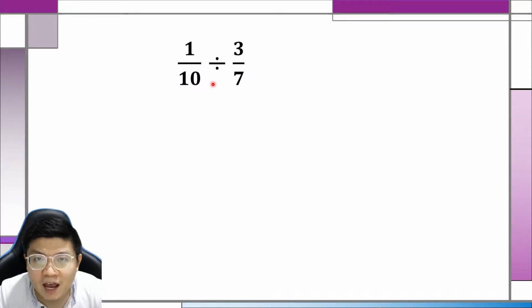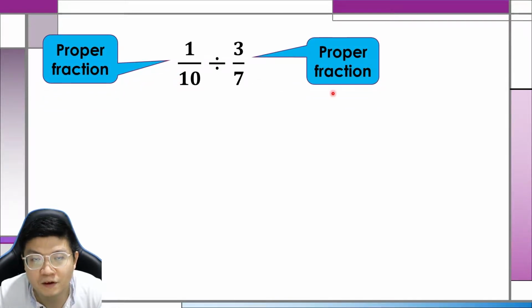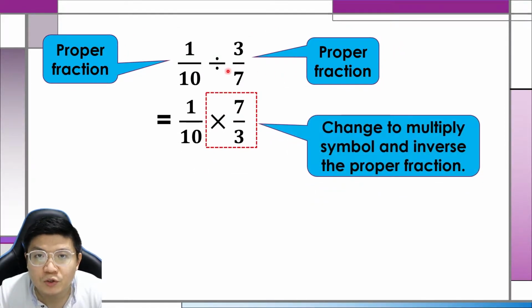So 1 over 10 divided by 3 over 7. This is a so-called proper fraction, and this is also a proper fraction. That's why it's a proper fraction divided by a proper fraction. So next step, you change the divide into times, and 3 over 7 will be inversed into 7 over 3.